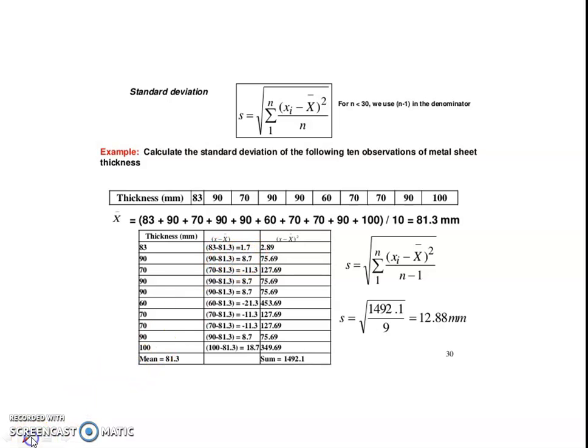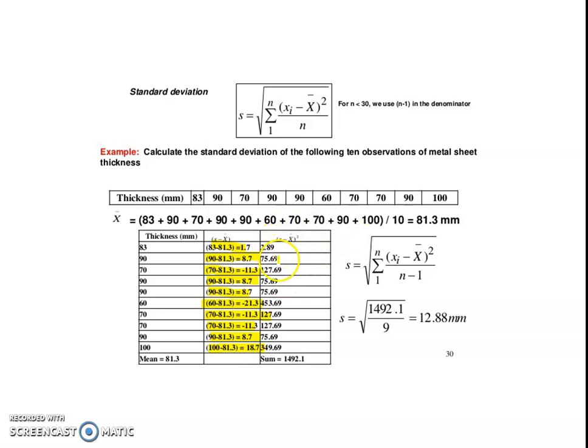I use the highlighter here. 90 minus 81.3 is 8.7. 70 minus 81.3 is minus 11.3. 90 minus 81.3 is 8.7, again 8.7. 60 minus 81.3 is minus 21.3. 70 minus 81.3 is minus 11.3, again minus 11.3. 90 minus 81.3 is 8.7. 100 minus 81.3 is 18.7.